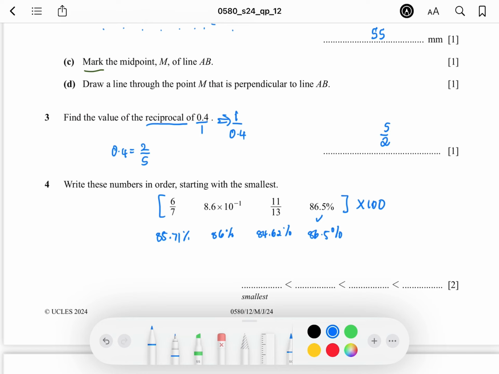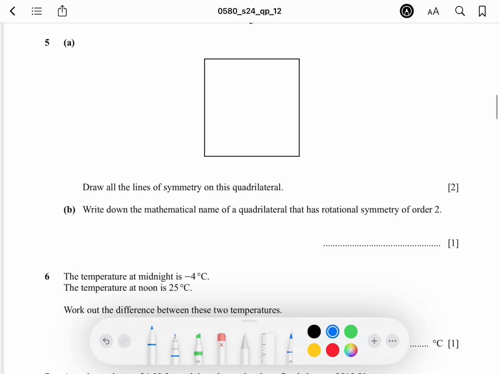That means the smallest starting with 11/13 followed by 6/7 followed by 8.6 times 10 minus 1 and then followed by 86.5%, the biggest one. Okay, so yang 84 dulu, lepas tu yang 85, lepas tu 86. Walaupun ia ada dua, lihat dulu yang 86 yang mana yang besar. Okay, no problem with that.